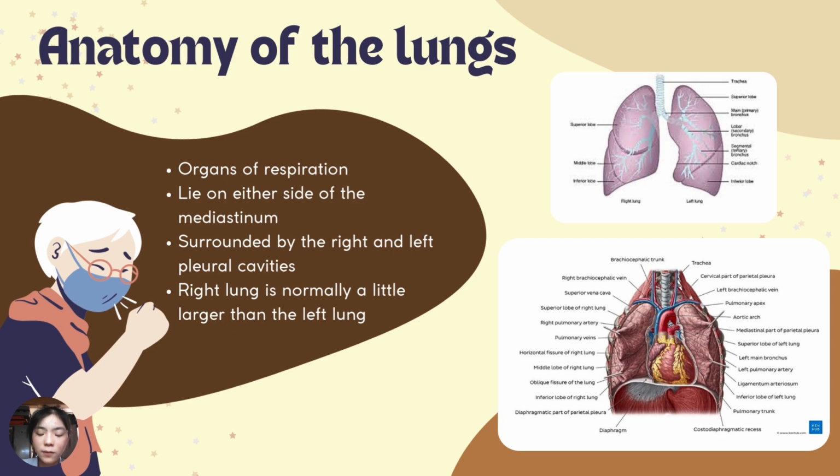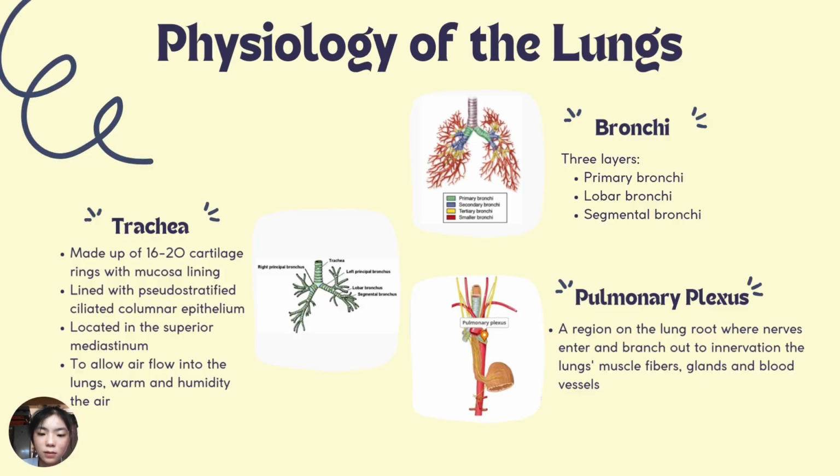So now let's see the physiology of the lungs. The first one will be the trachea. The trachea is made up of 16 to 20 C-shaped cartilage rings with mucosal lining. Furthermore, it is lined with pseudostratified ciliated columnar epithelium and it is located in the superior mediastinum. It functions to allow airflow into the lungs, and to warm and humidify the air.